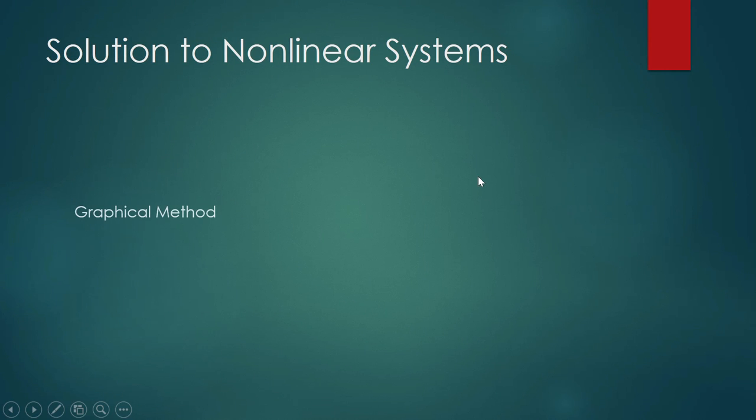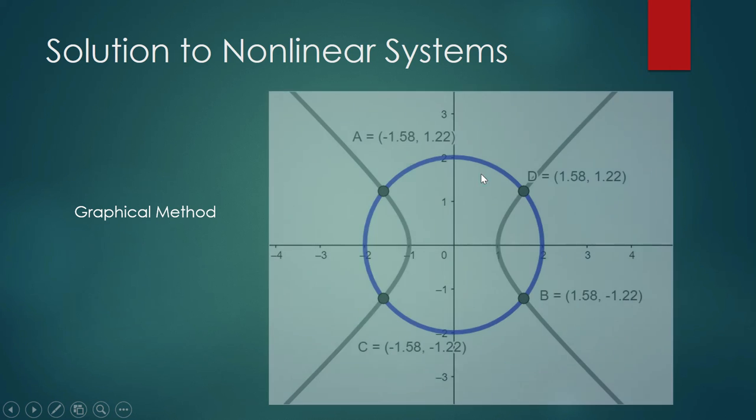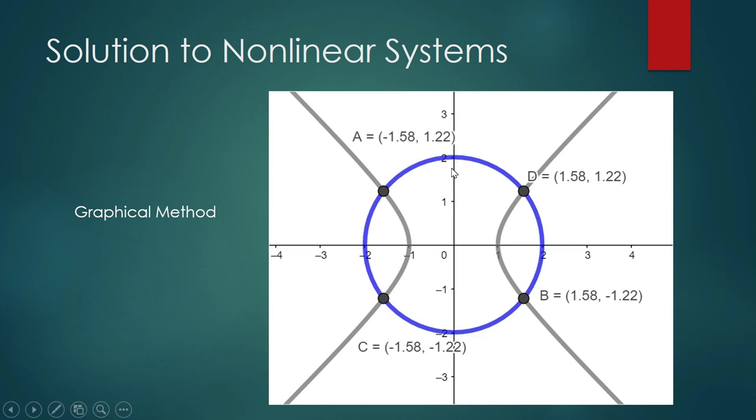If we shall now solve that system graphically, what your teachers will require you to do is get a graphing paper. Sketch the graph of your circle. Sketch the graph of your hyperbola. Look for the intersections. Estimate the coordinates of the points of intersection, and those points will be your solution set.